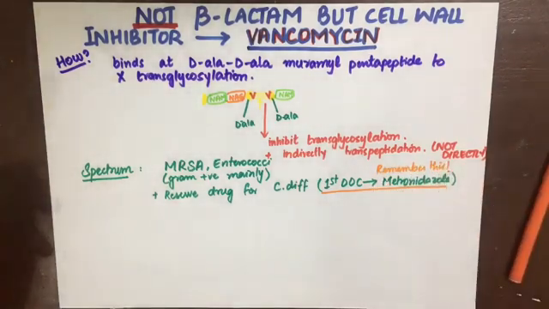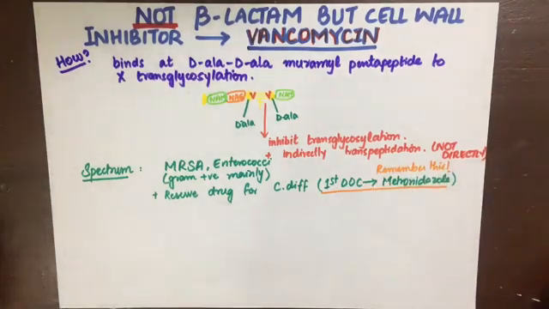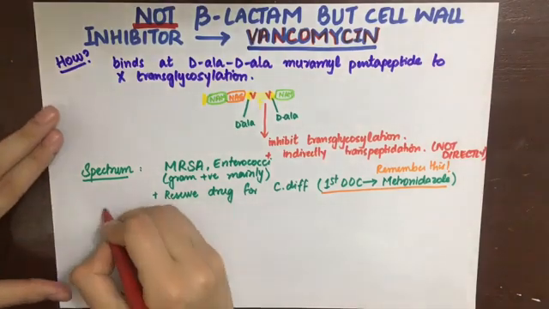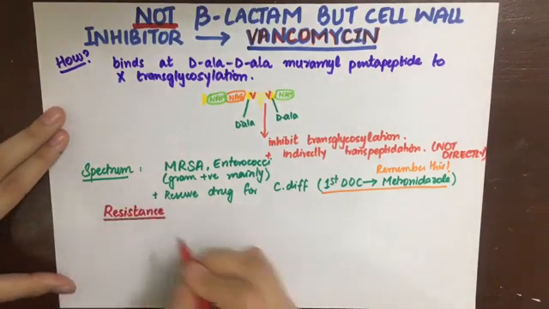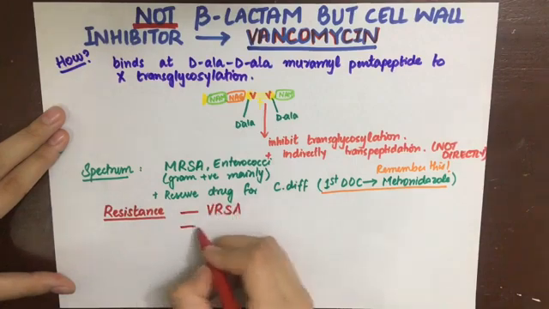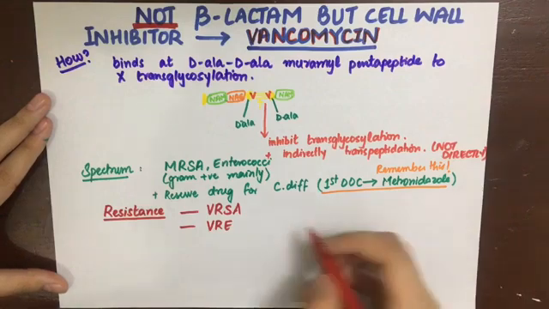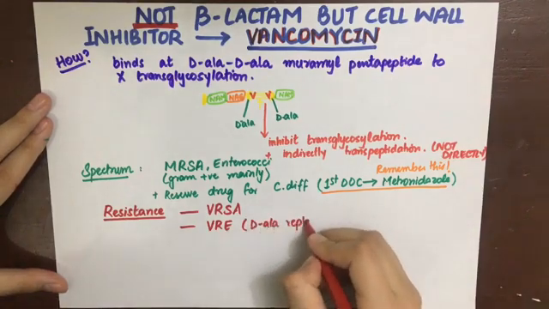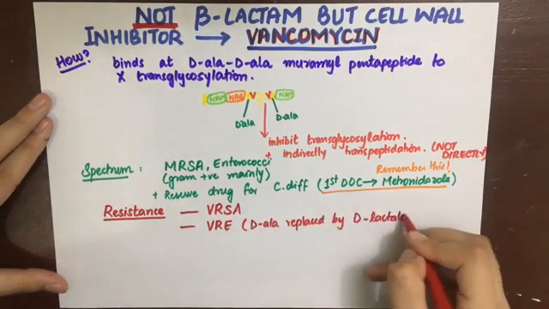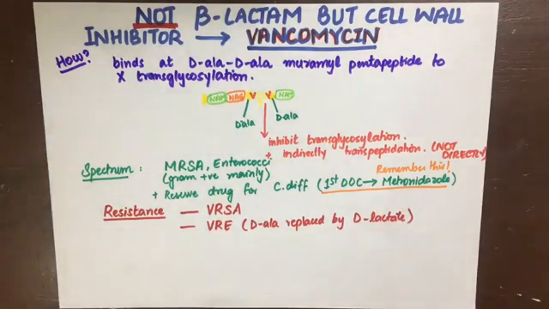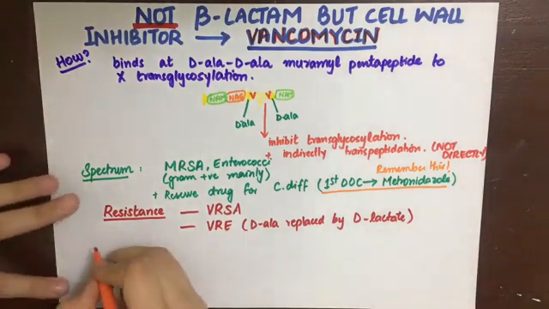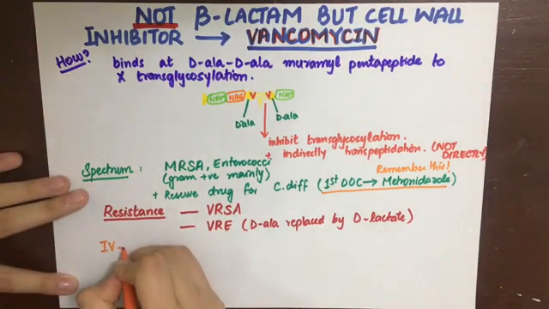Now, despite its activity against Staph aureus and enterococci, these pathogens have also developed resistance to vancomycin. Vancomycin-resistant Staph aureus has also emerged, and so has vancomycin-resistant enterococcus. How enterococcus has developed resistance to vancomycin is basically by changing the terminal D-alanine amino acid with D-lactate. So this target is not recognized by vancomycin, and thus it is resistant to it.